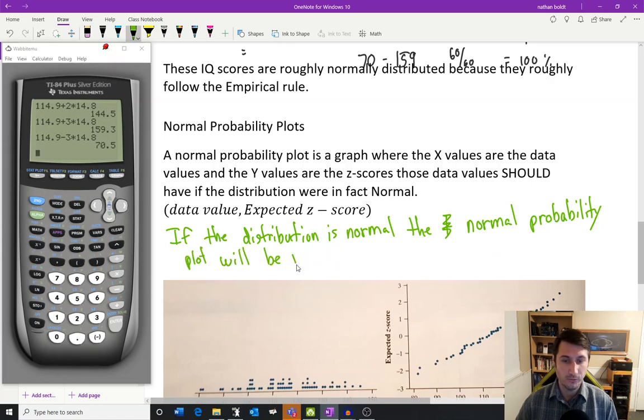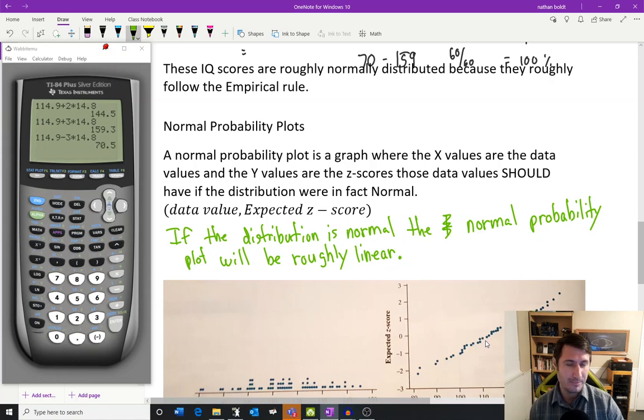Will be roughly linear. That's the main idea here. So if I see a probability plot that is linear, I know that that came from a roughly normally distributed data set. All right, but let's talk about where these dots come from.